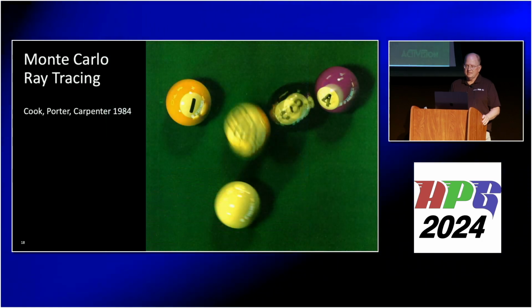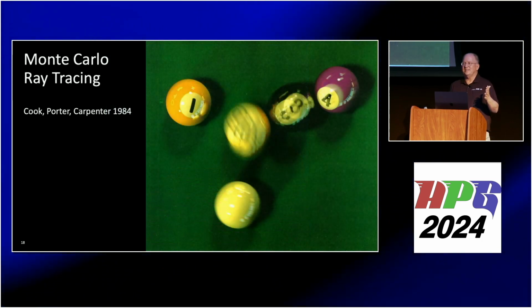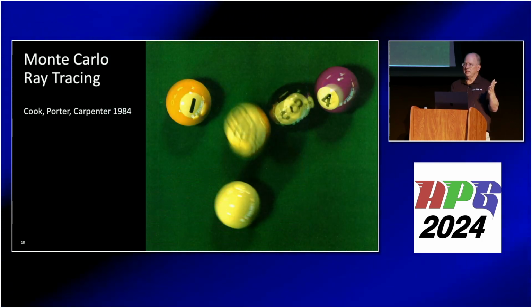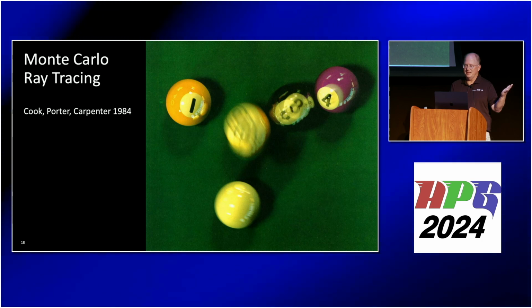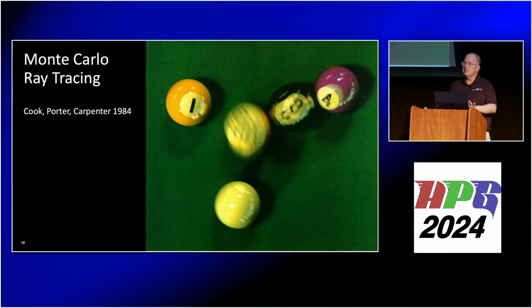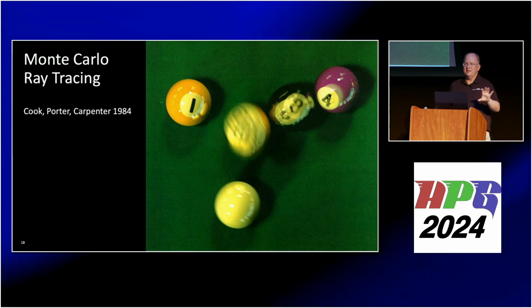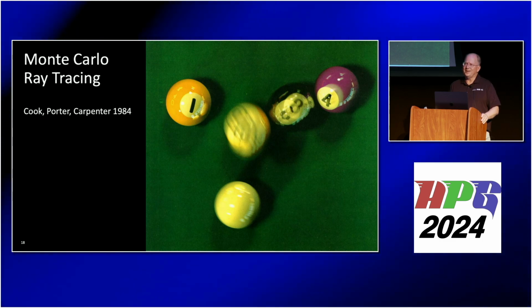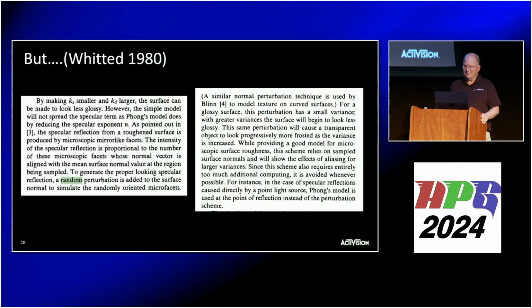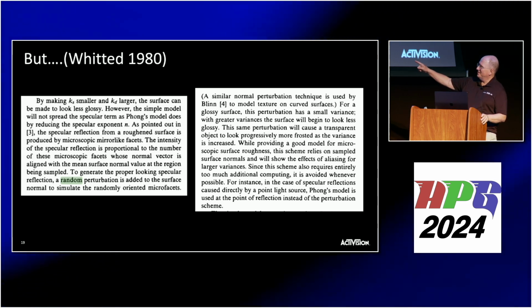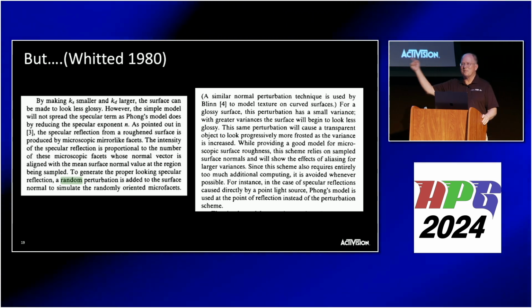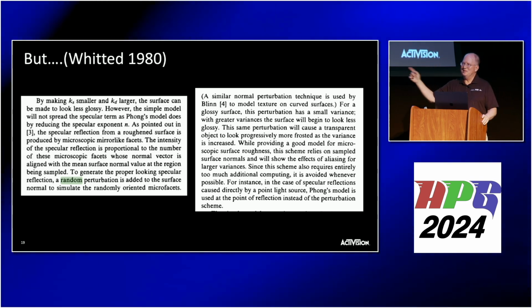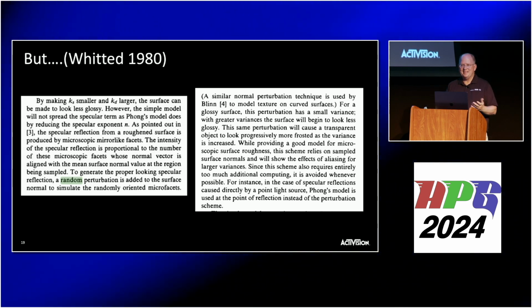And then Cook came along and said, let's add a call to a random number generator in Whitted's ray tracing program. What's interesting here, too, is if you read Cook's paper, he said he got the idea from Whitted's paper. And I'm like, he did? I thought I read Whitted's paper. But there's a little bit in Whitted's paper. Look at that random thing. He's talking about randomly perturbing rays from surfaces in that 1980 paper.